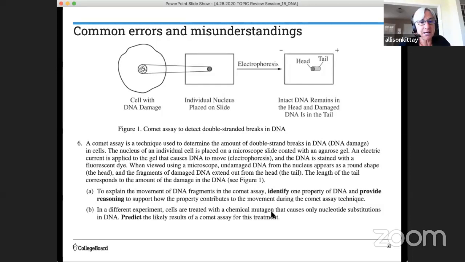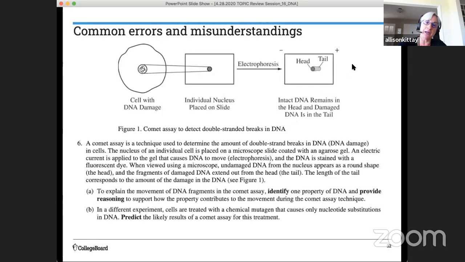A COMET assay is a technique used to determine the amount of double-stranded breaks in DNA, which shows DNA damage in cells. The nucleus of an individual cell is placed on a microscope slide coated with an agarose gel. An electric current is applied to that gel, and that causes the DNA to move, and that process is called electrophoresis. And the DNA is stained with a fluorescent dye. When viewed using a microscope, undamaged DNA from the nucleus appears as a round shape, which is the head, and fragments of the damaged DNA extend out from the head, which is called the tail. The length of the tail corresponds to the amount of damage in the DNA.